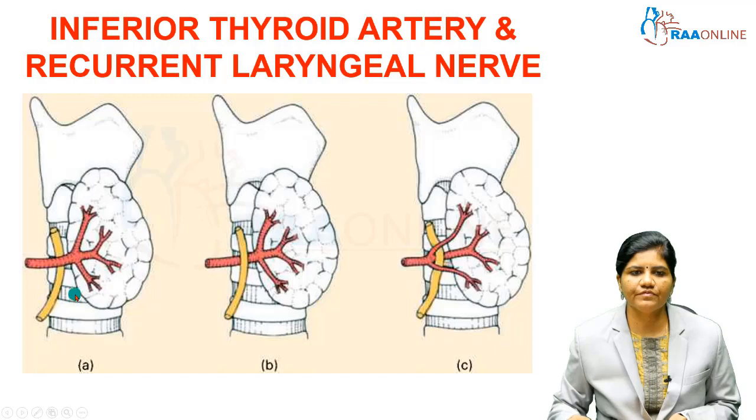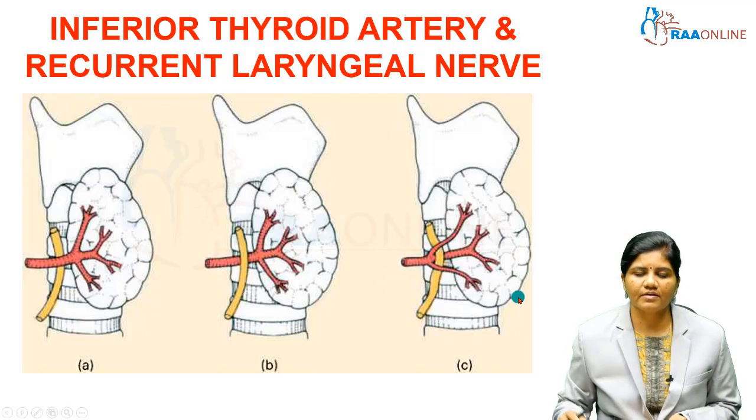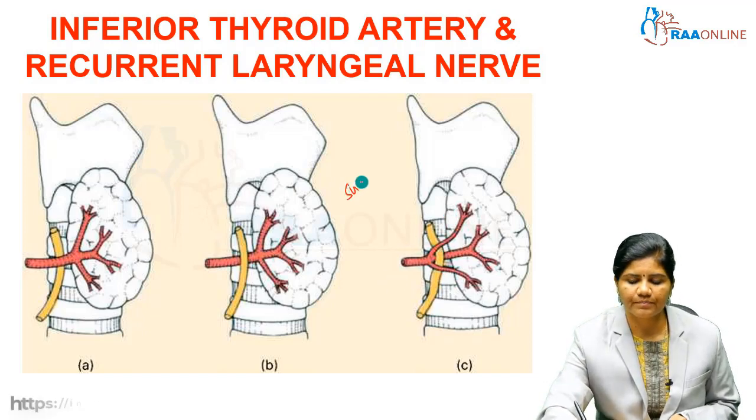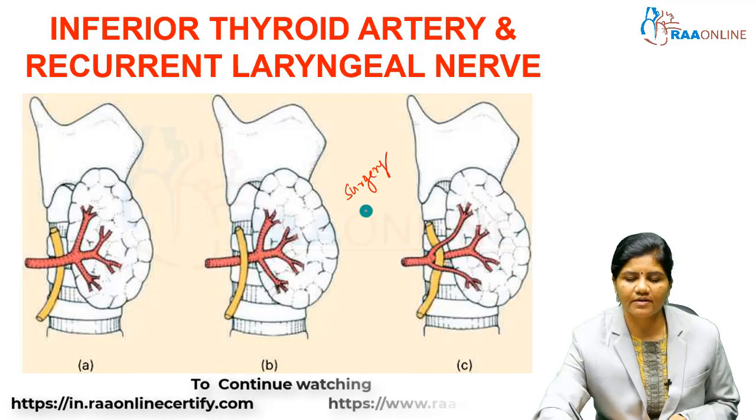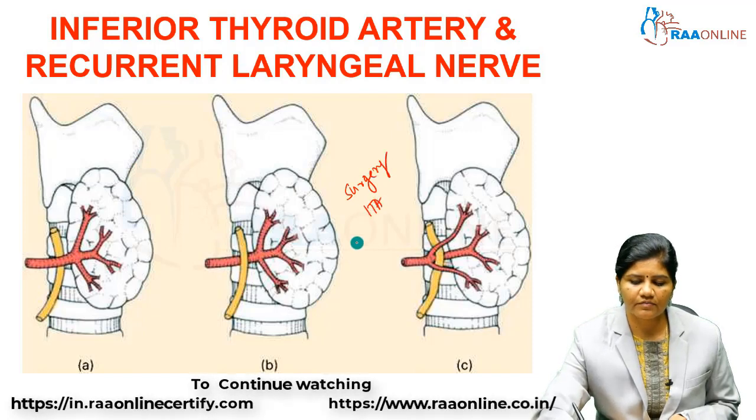Let's see the relation of the inferior thyroid artery. The inferior thyroid artery has a close relation with the recurrent laryngeal nerve. The recurrent laryngeal nerve has a variable relationship with this artery. The artery runs superficial to the nerve, or it runs deep to the nerve, or the nerve runs in between the loops of the inferior thyroid artery. So at the time of surgery, we should ligate the inferior thyroid artery away from the gland.